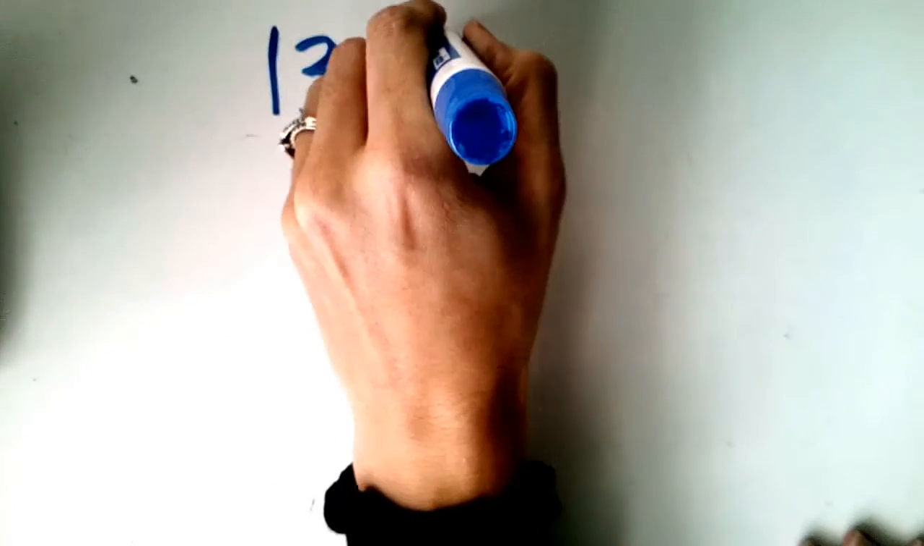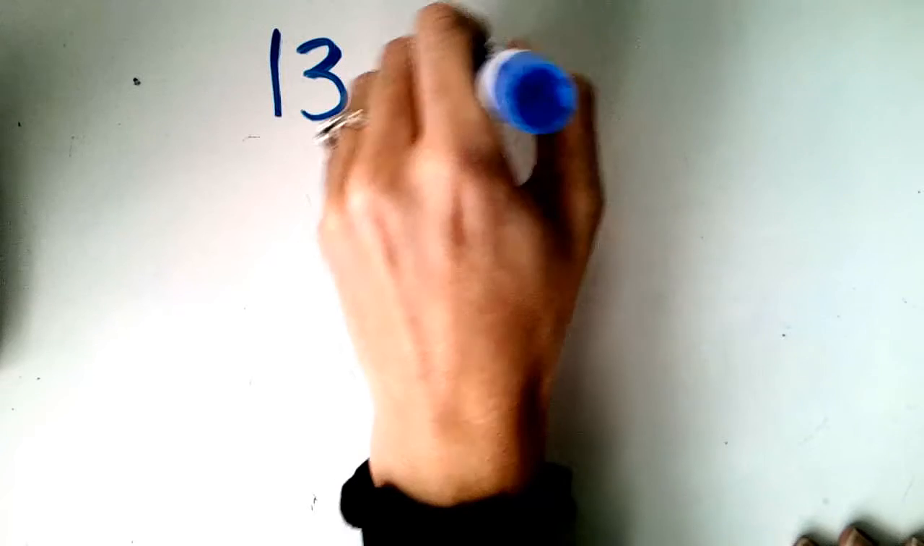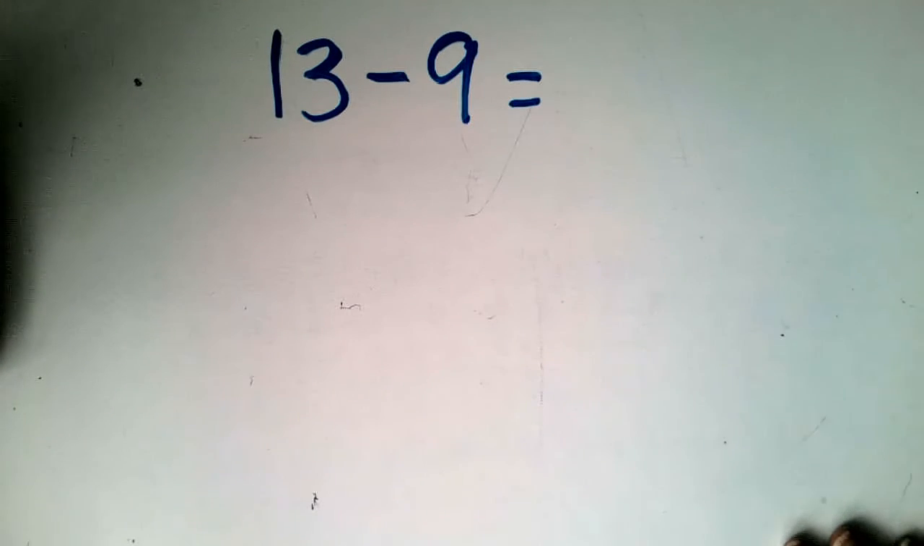Okay. I'd like you to grab your whiteboard. And together, we're going to practice drawing a math picture to show this problem. 13 take away 9. So you can also write that number sentence on your board. 13 take away 9. Now, they're not giving us pictures for us to just cross off today. Today we have to do the whole thing by ourselves.